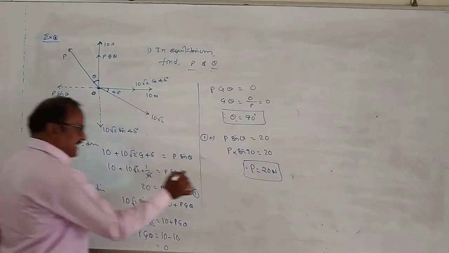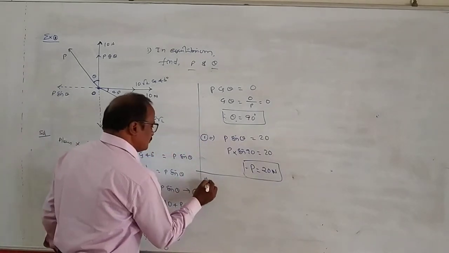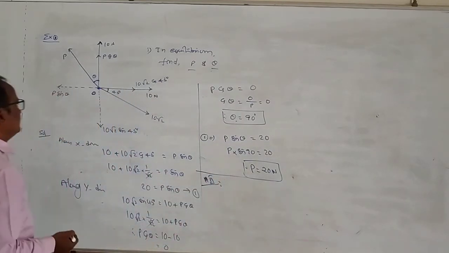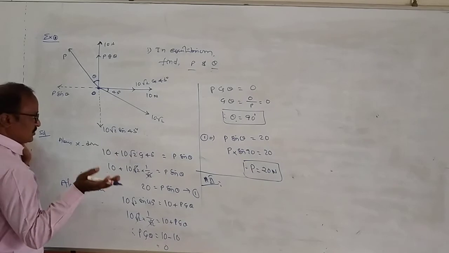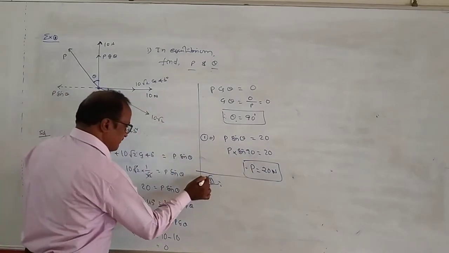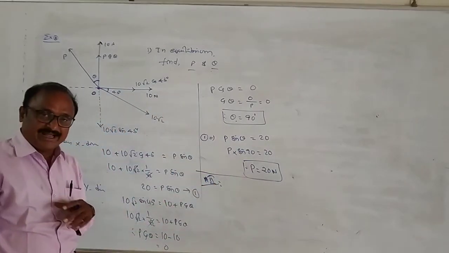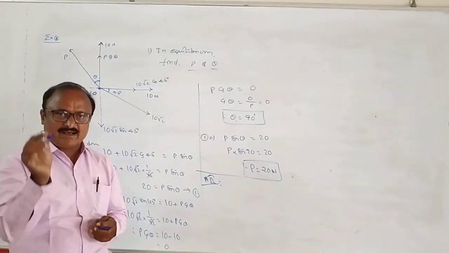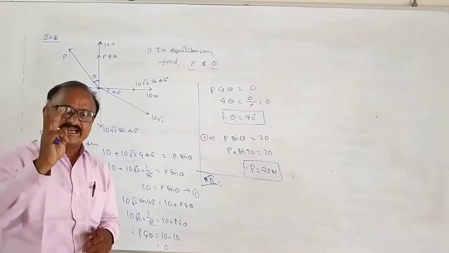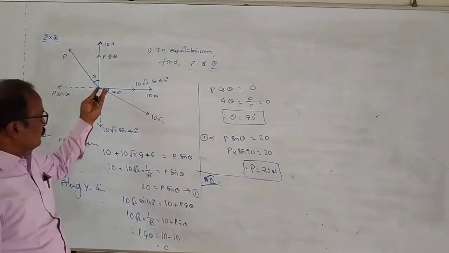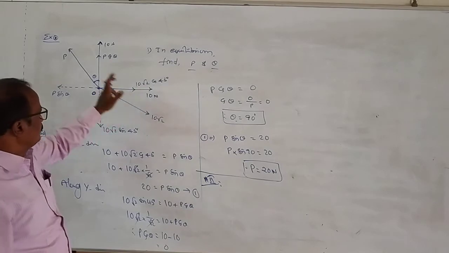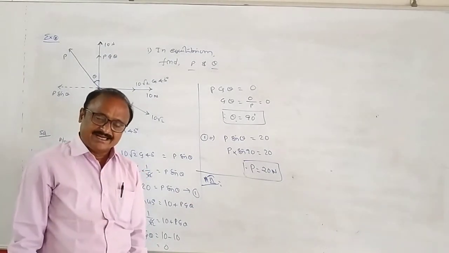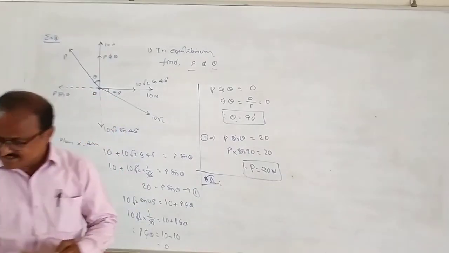So, can the same problem also be done using Lami's method? Sorry, Lami's theorem cannot be applied here. Why? Lami's theorem is applicable only if the number of forces acting on the body is 3. Here there are 4 forces: 1, 2, 3, 4. That's why Lami's theorem is not applicable. Right? Only method 1 is valid.